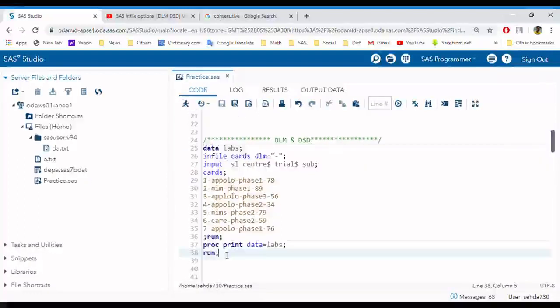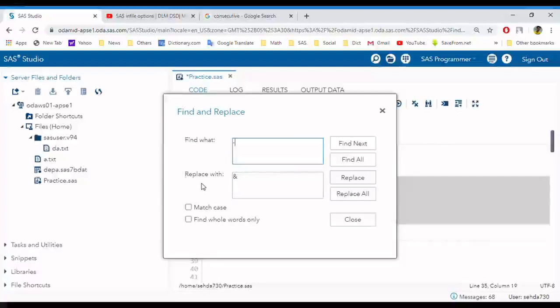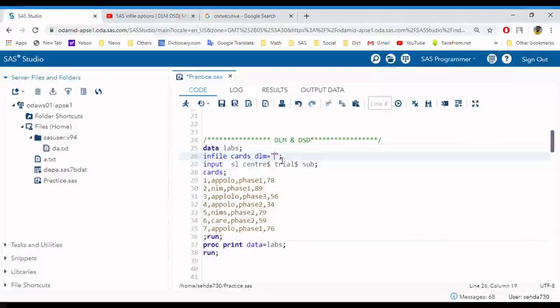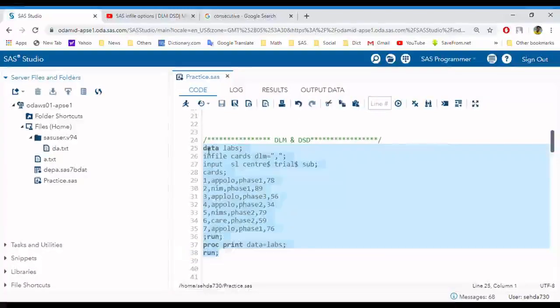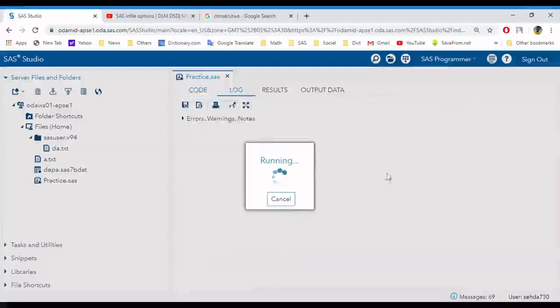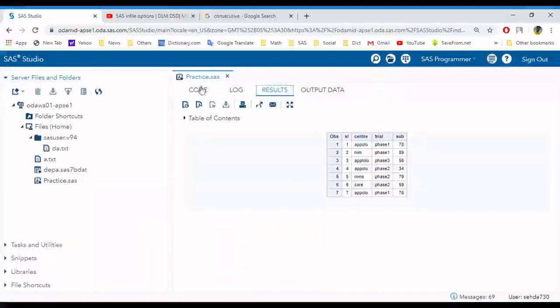Okay, so this is the data here. Delimiter is hyphen. It can be hyphen, or let's make it comma instead of hyphen, just for understanding. So instead of hyphen it's comma, let's say. All right, let's try to run this. Data is coming up correctly.